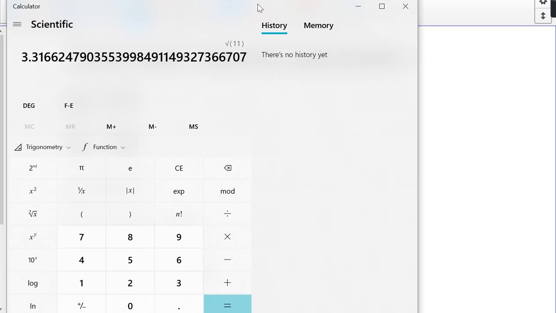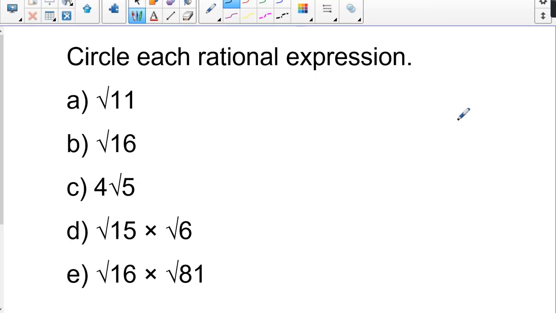We see 3.3 and then it goes on and on with no pattern. I can't possibly write this as a fraction, so this cannot be a rational number. So I know that this is irrational.